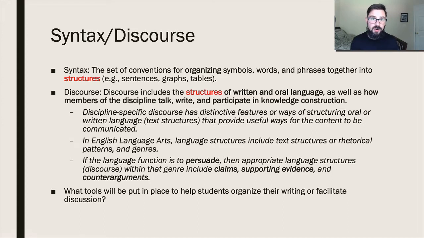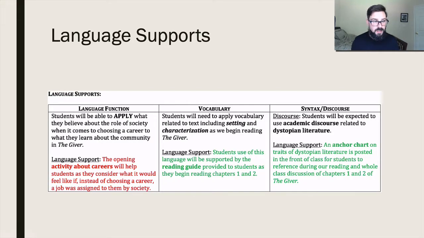Then you want to think, of course, about how you are going to support students in understanding the structure of a text. And so you can see in my example here from The Giver, what I do is two things. First I analyze what is, for example, the language function. I chose the word apply. And then I think about what is the support I'm going to provide for students in applying that knowledge and understanding what it means to apply what they believe about the role of careers in society to a text, so that application element.